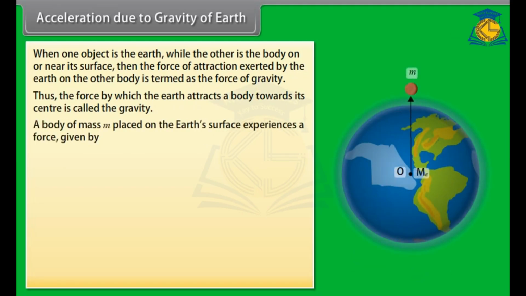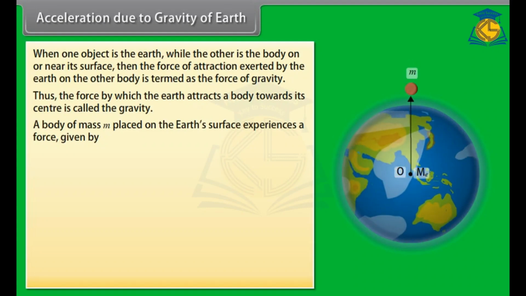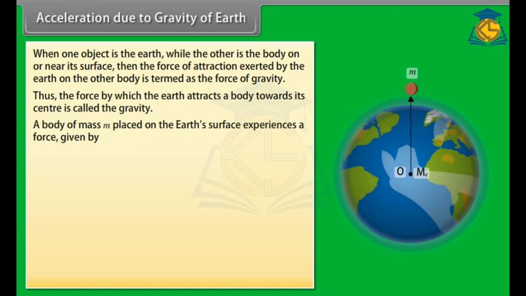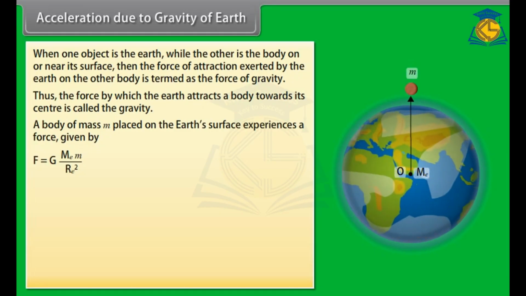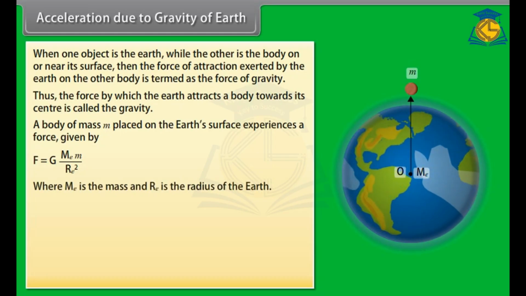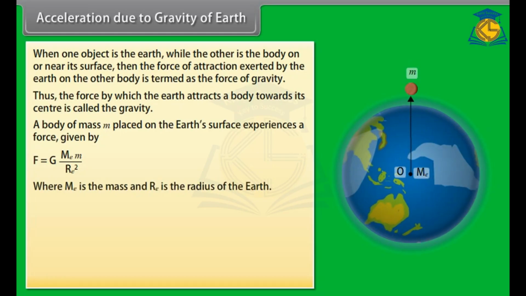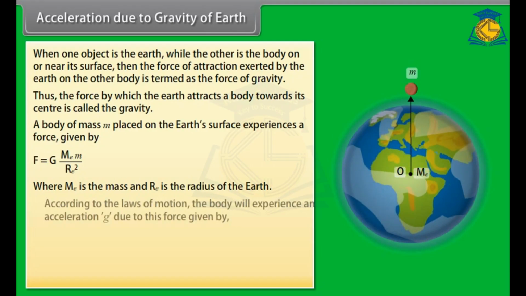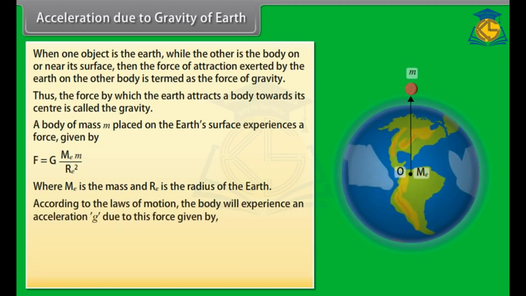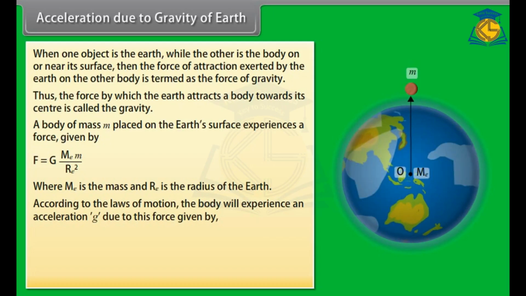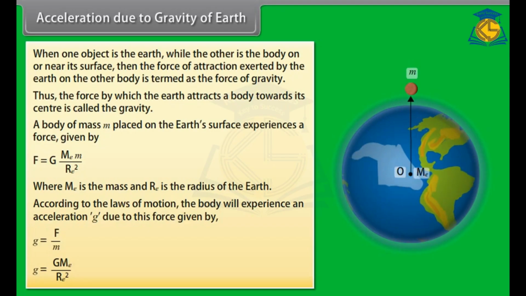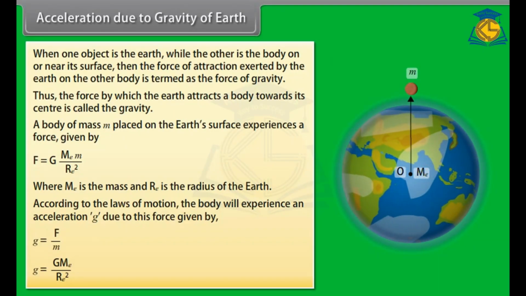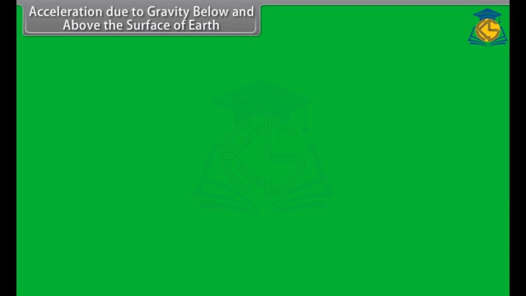A body of mass m placed on the Earth's surface experiences a force given by F is equal to G into ME m upon RE square, where m is the mass and RE is the radius of the Earth. According to the laws of motion, the body will experience an acceleration g due to this force given by g is equal to G into ME divided by RE square. Acceleration due to gravity below and above the surface of Earth.